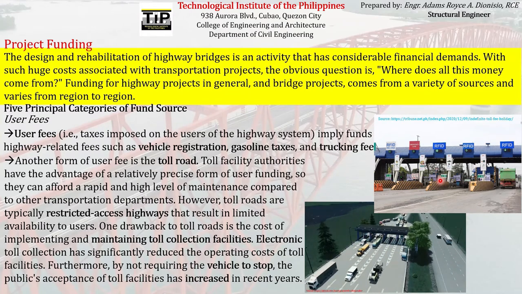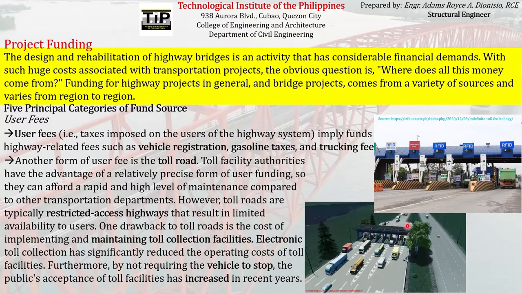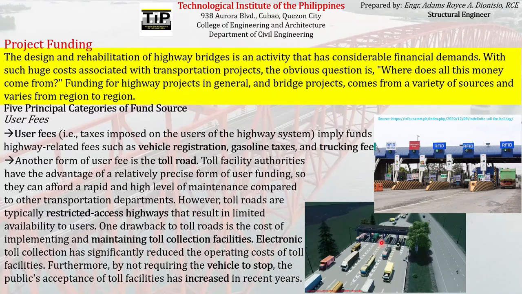And because of that advantage of this electronic system, the public's acceptance of toll facilities has increased in recent years. So you can see here, this is actually a toll road with a toll collection facility that is already doing electronic toll collection. So you can see the vehicles accessing the road. They don't need anymore to stop on the toll gate just to be able to collect the fees from them. So they can just go ahead and don't need to stop anymore on the toll facility because everything is being done electronically, especially the collection of user fees.